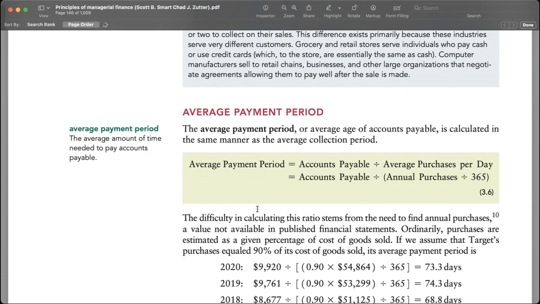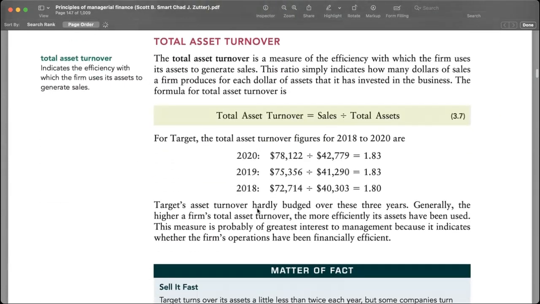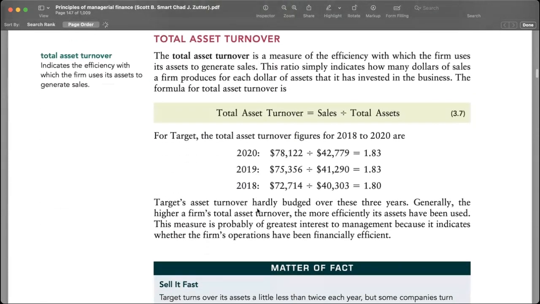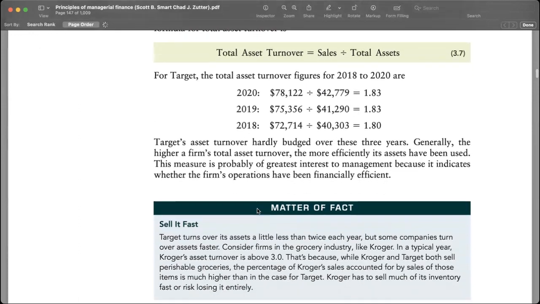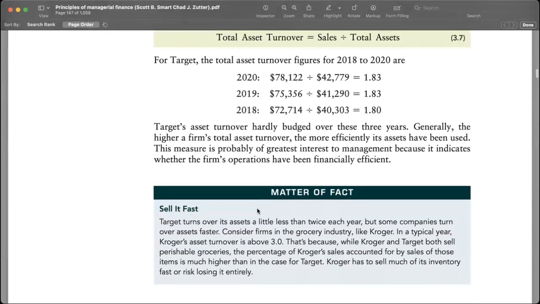So now another activity ratio, that is total asset turnover. Total asset turnover is equal to sales divided by total asset. So sales is available from where? Very good. Income statement. And total asset from? Balance sheet. Okay. So you can calculate it. I have already given the example of total asset turnover.